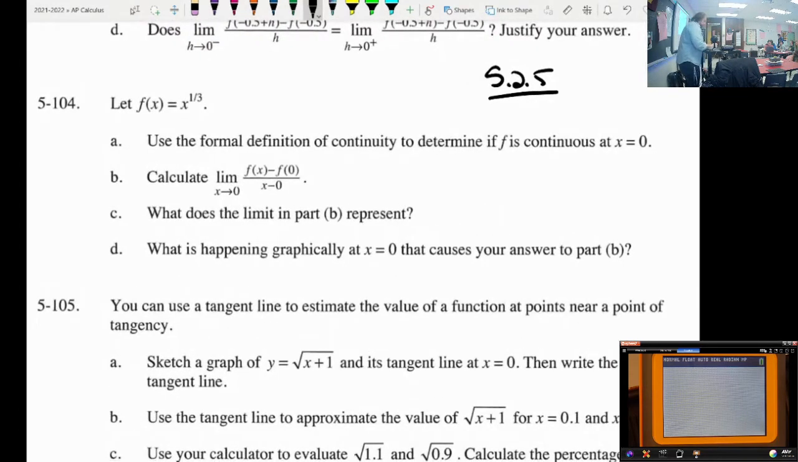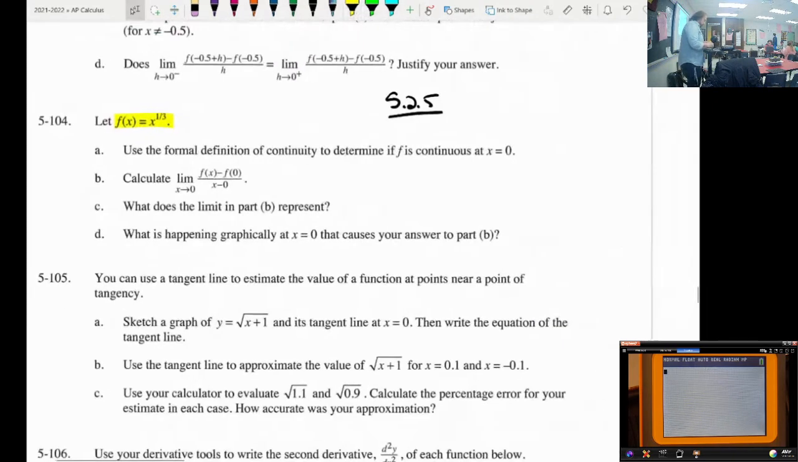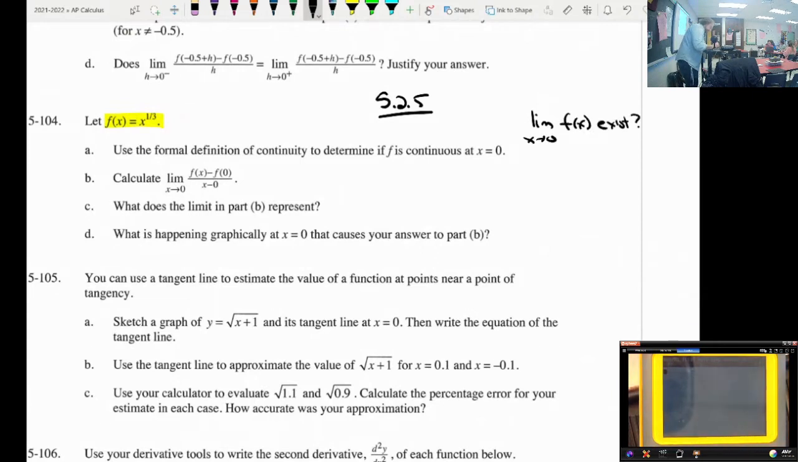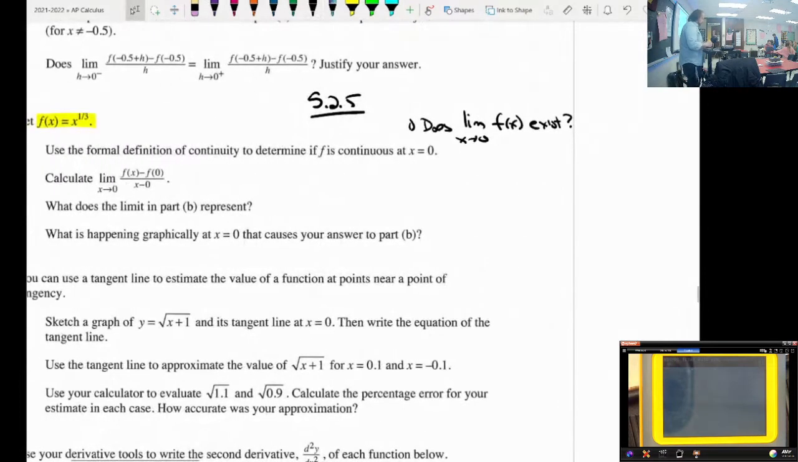We have a really simple function, x to the 1/3 power. We're going to use the formal definition of continuity to determine if it's continuous at x equals 0. Formal definition of continuity says the following thing. Does the limit as x approaches 0 of f of x exist? Question 1, does this limit exist? And it absolutely does. If you approach it from both sides, you get the same thing.